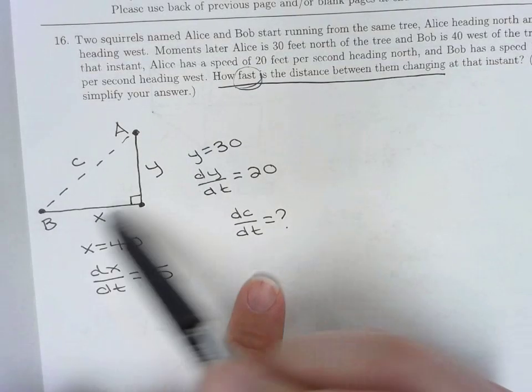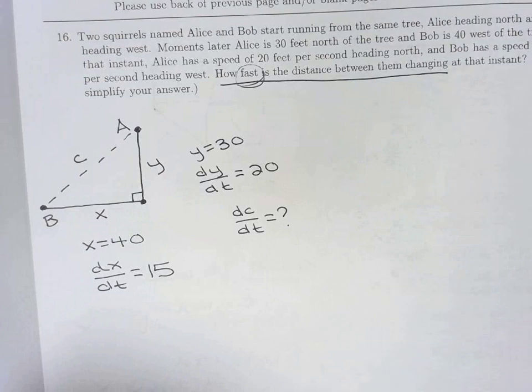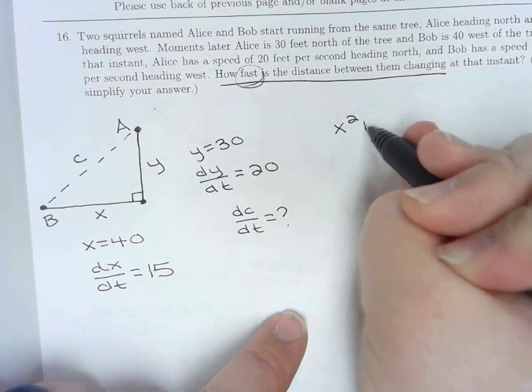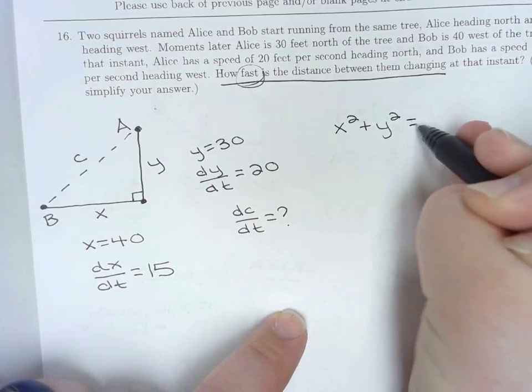Okay, so we have things labeled. We have a picture. Related rate question. We want to come up with an equation, putting all this stuff together. As we've seen before, this is a right triangle. I know nothing about the angles, so this is not going to be SOHCAHTOA, because they give me information about all three sides. So this is going to be the Pythagorean theorem: x squared plus y squared equals c squared.